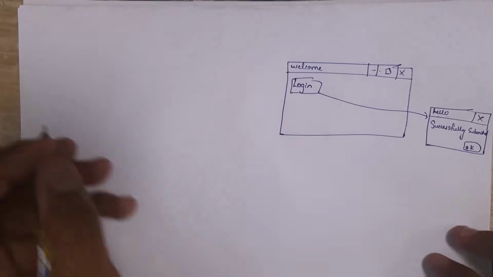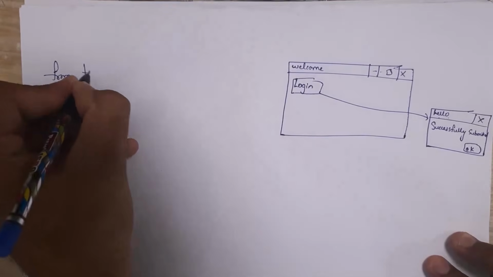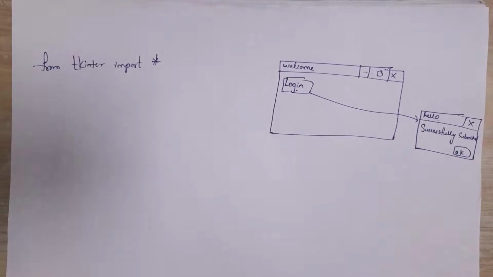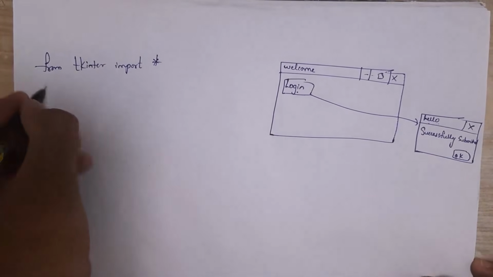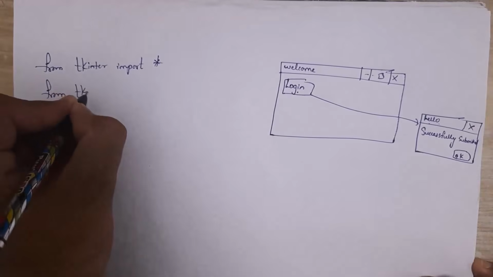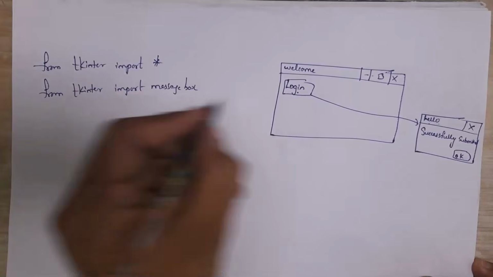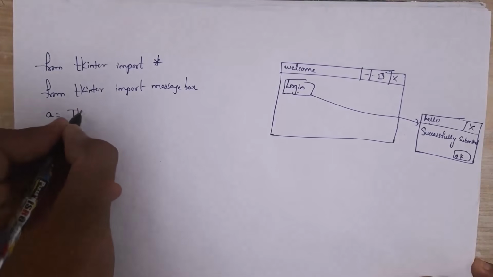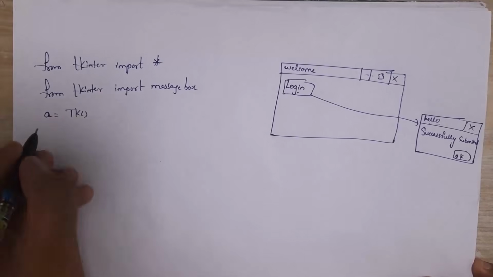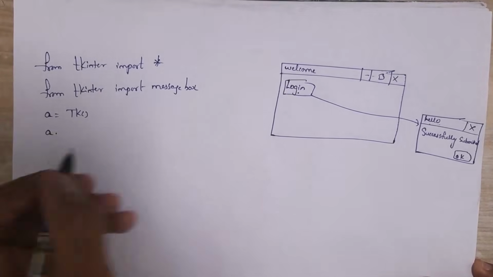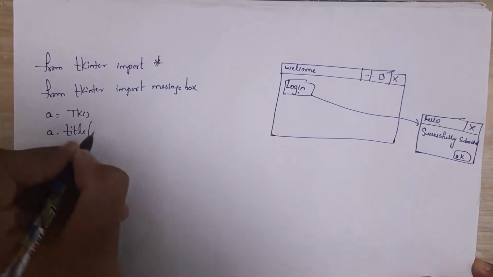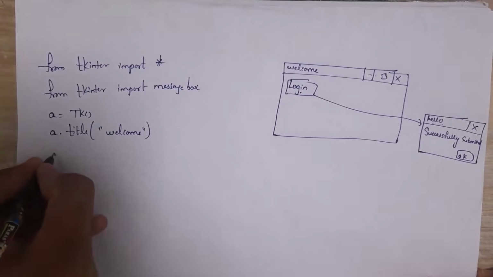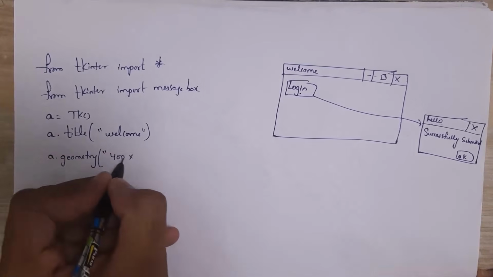Here at first we need to import tkinter module. So just write here from tkinter import star. Whenever I click on this login button, then it should display one message box. So just write here from tkinter import messagebox. And next we need to create this window. The title is welcome. So just write here a equal to Tk(). By using Tk method we can create window. And I am giving this title as welcome. So just write a dot title of welcome. And I want to give the size as 400 into 400. So just write a dot geometry of 400 small x 400.